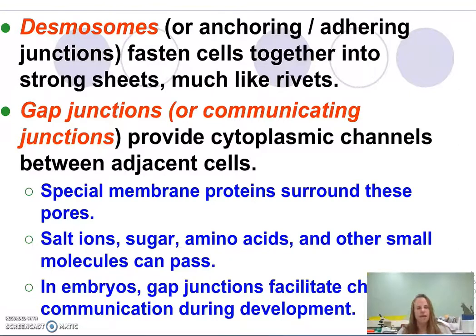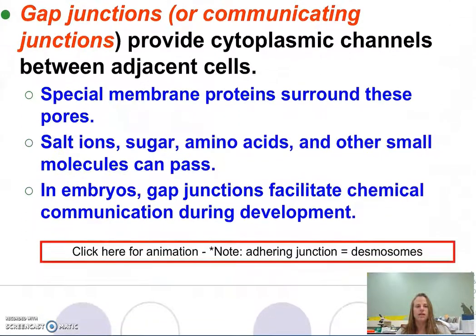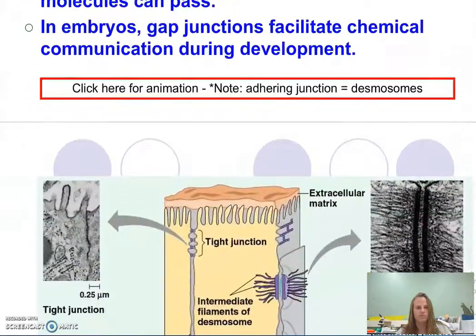And then lastly, gap junctions, or communicating junctions, provide channels between adjacent animal cells. Salt ions, sugar, amino acids, and other small molecules are going to pass through. And in embryos, gap junctions facilitate chemical communication during development.